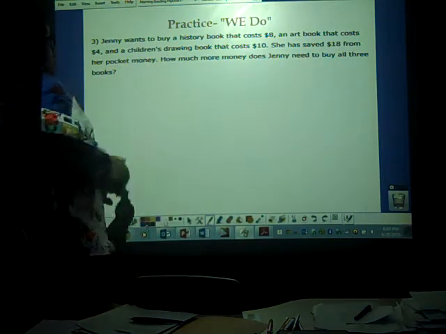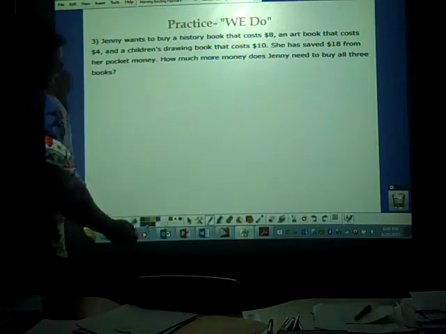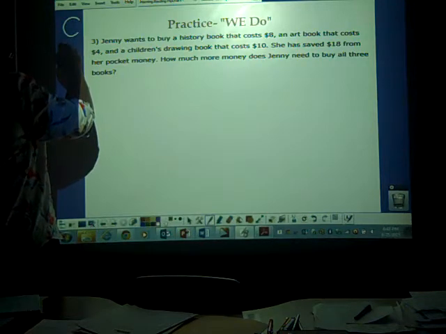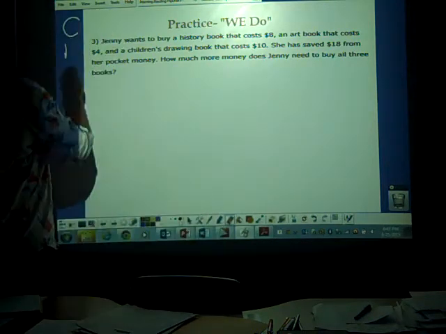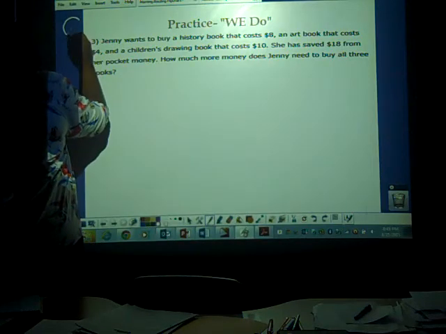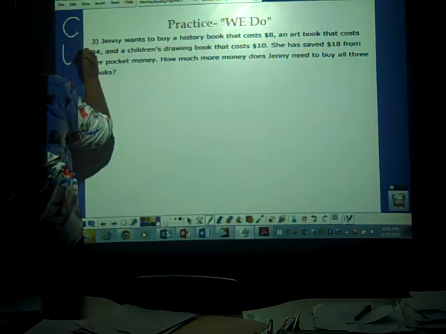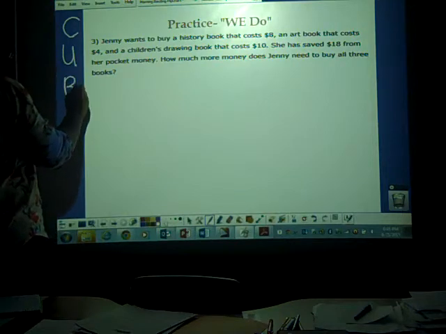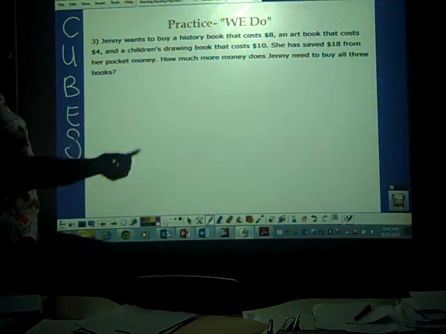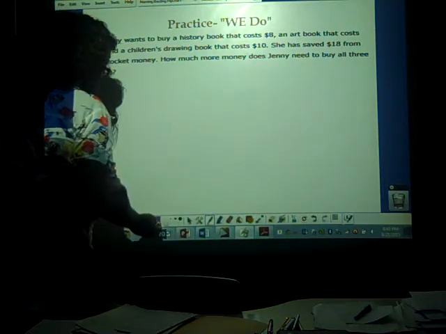All right, let's go ahead and run our cubes out to the side. Cubes, cubes, cubes. What am I doing? Stevens has butterfingers. It's all over the place.